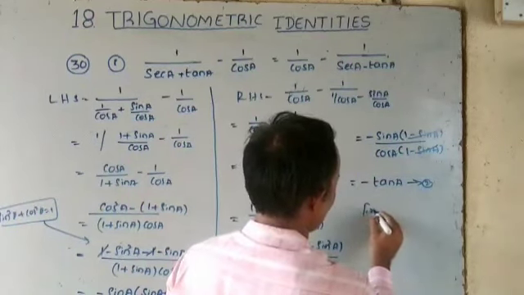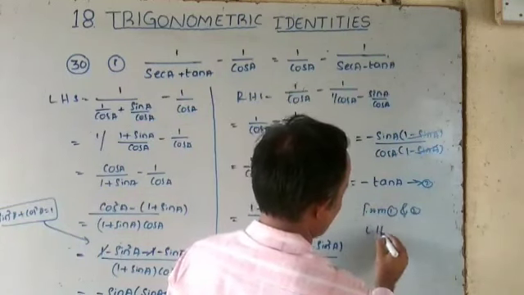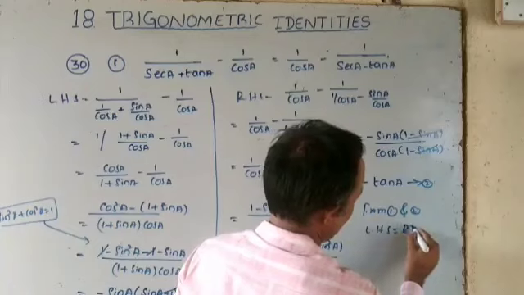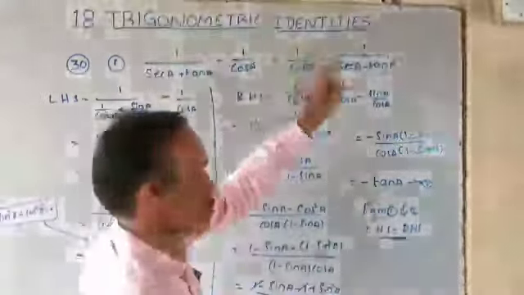So from 1 and 2, yes, LHS value is same as RHS value. So we can say that LHS is equal to RHS.